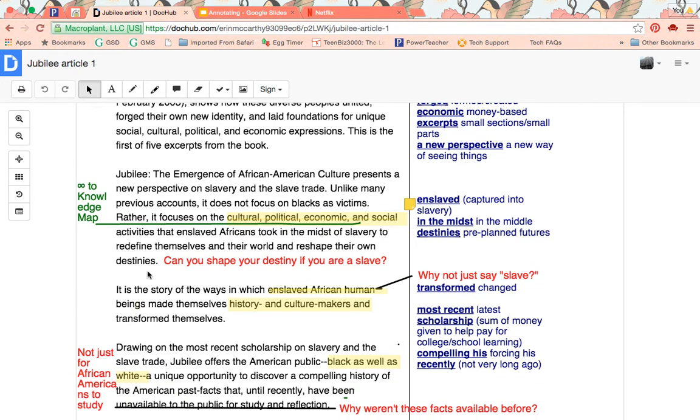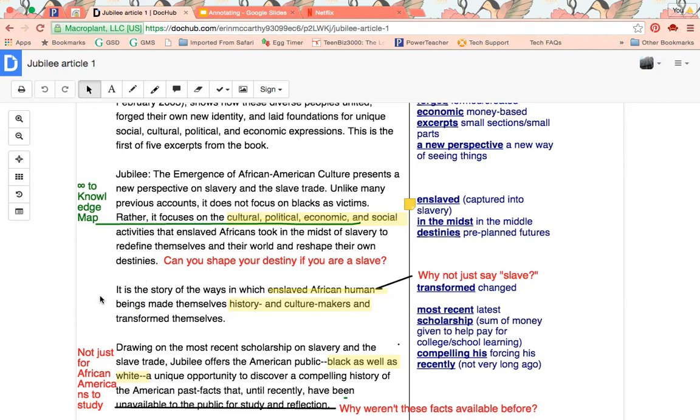Another question that I asked is, they're really trying to get this idea across to you that the people who ended up being slaves were not just slaves, they were individuals. And I do kind of wonder, can you shape your destiny if you're a slave? Like, can you really do that? I mean, you're a slave. Isn't that the whole point?